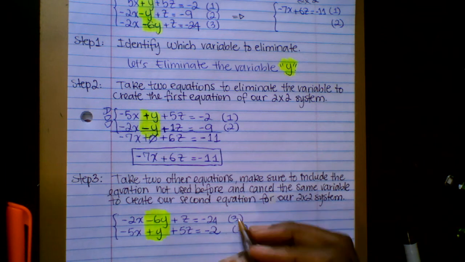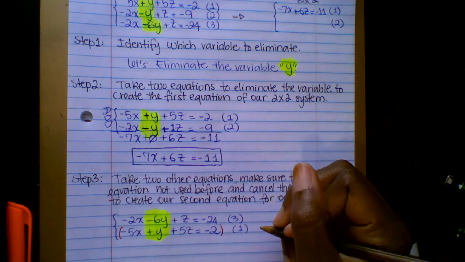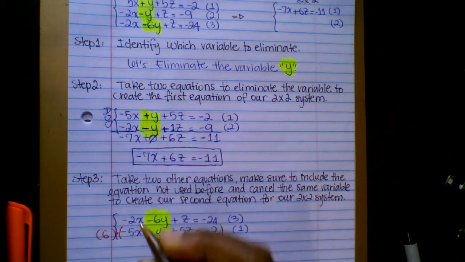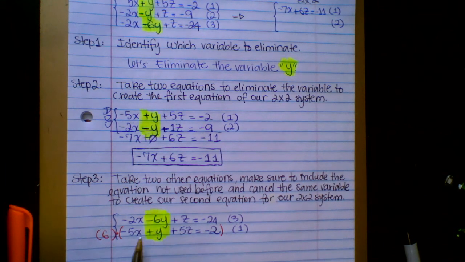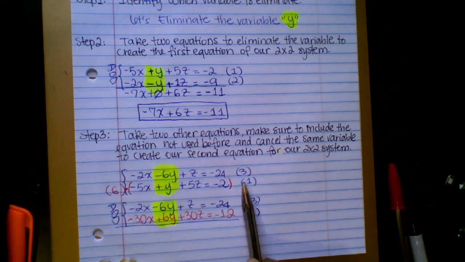So you have to multiply by a number. Do you know what number it is going to be? Yes, it has to be the number 6. So let me multiply here. You're going to multiply the entire equation, so each term, by positive 6. So I multiply the entire equation 1 by positive 6, and I get negative 30x plus 6y plus 30z equal negative 12. Then I'm going to add vertically.